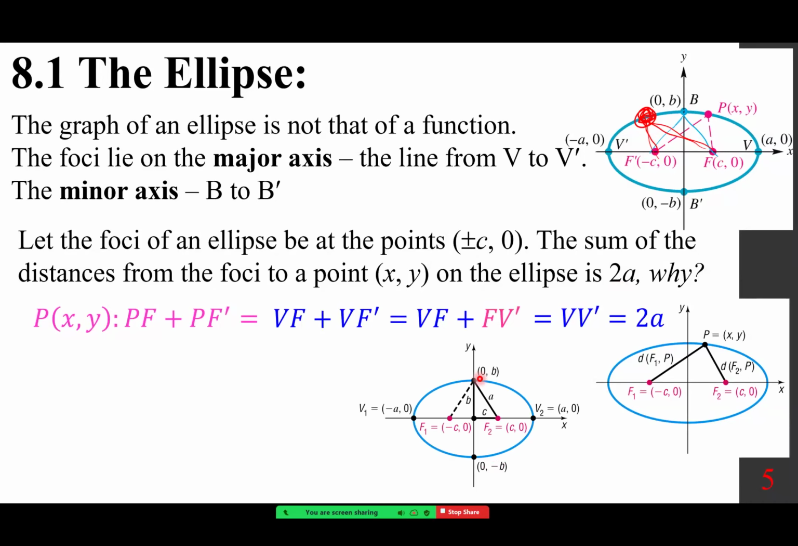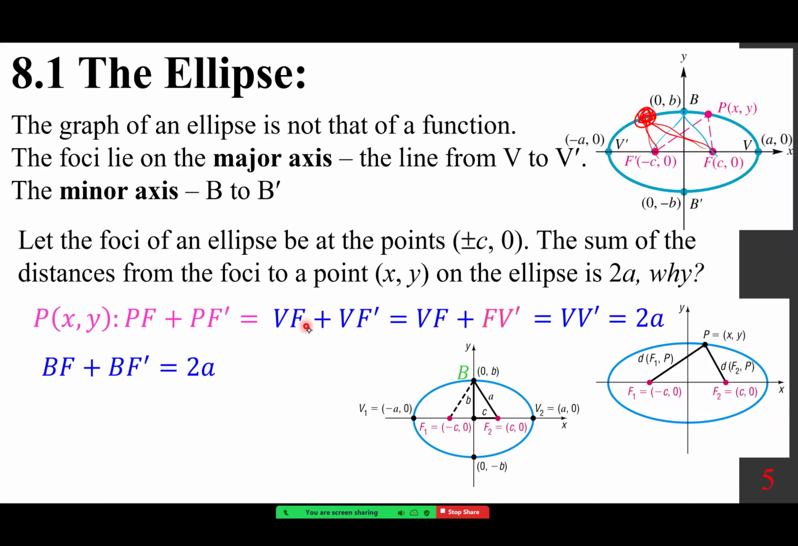Also, if we pick this point, the y-intercept, and we look at this distance and this distance, so BF and BF prime, you can look at this one if you want. Doesn't make any difference. This point is BF plus BF prime, or BF1 plus BF2. It's the same thing. That is also 2a.